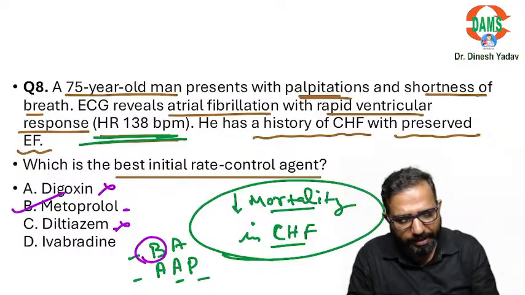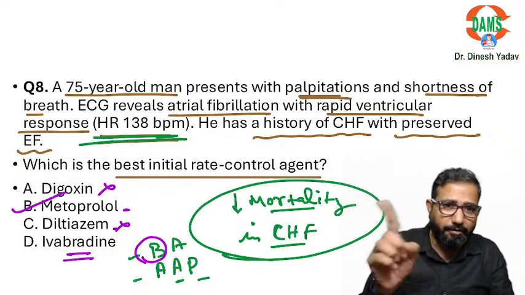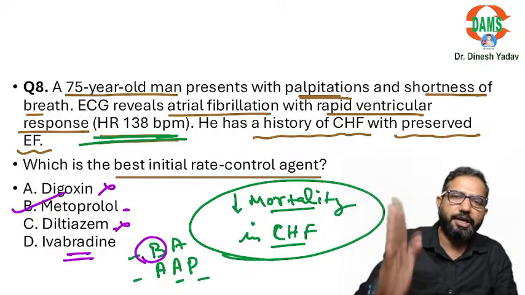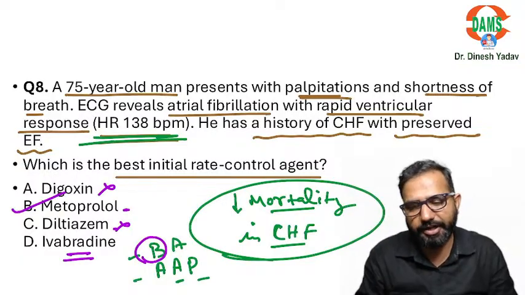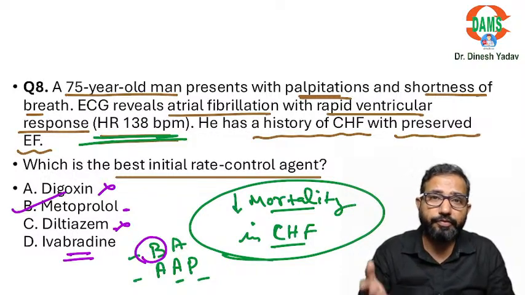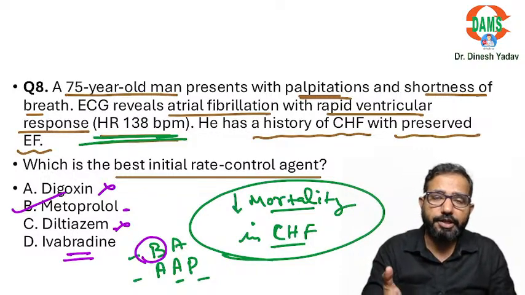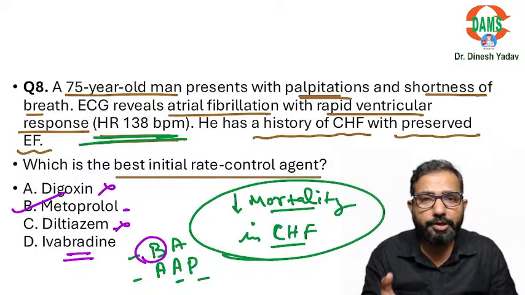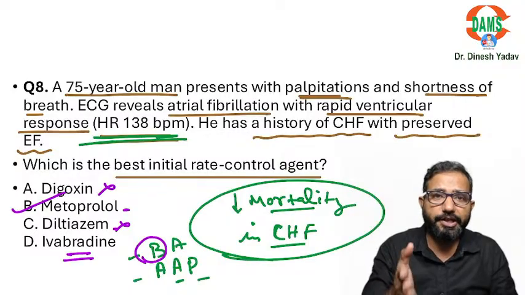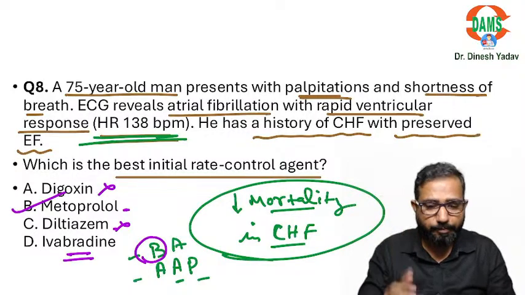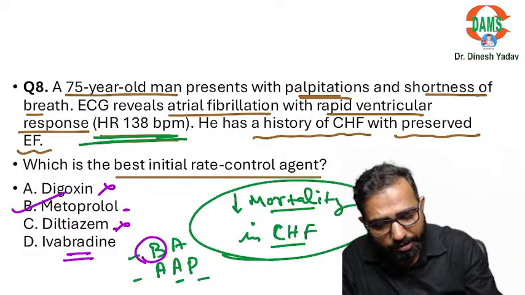Ivabradine. Ivabradine also causes bradycardia, but it is never a first line drug. After beta blocker, if the heart rate is still high, definitely you can add ivabradine. Calcium channel blockers have the risk of reducing the EF. Calcium channel blocker is a negative inotrope. Even though beta blocker is also negative inotropic, beta blockers have less risk of negative inotropic effect, especially the drug metoprolol succinate. There are three important drugs.